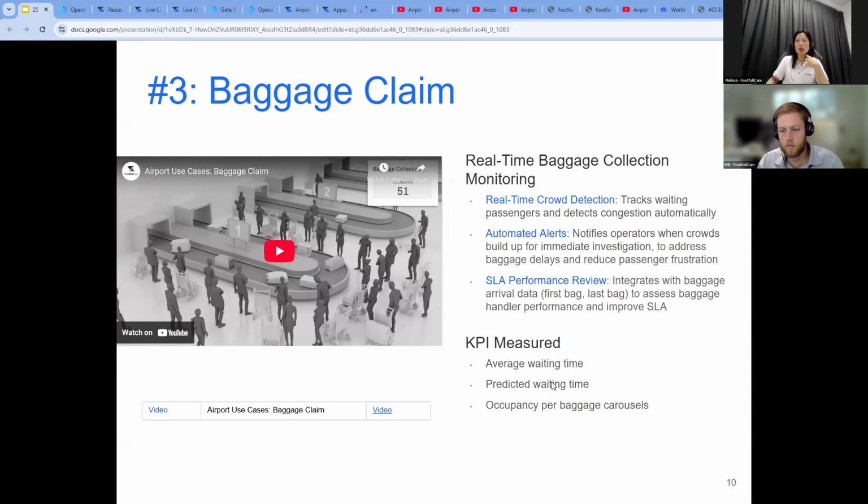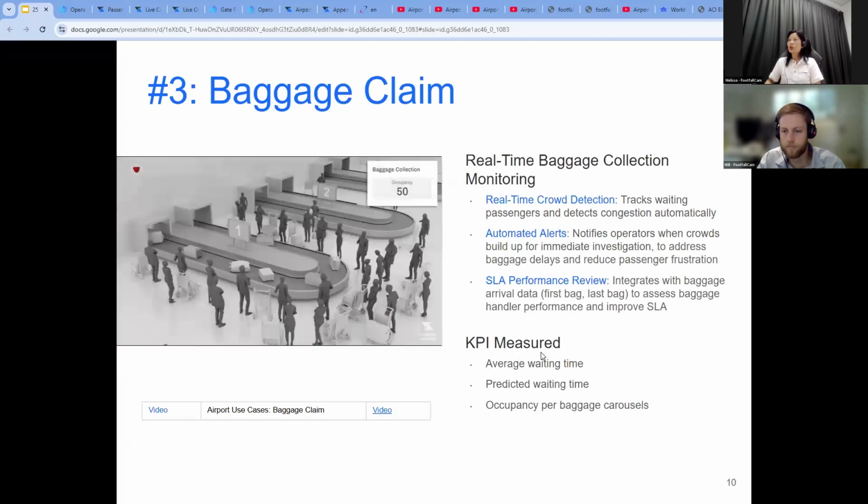flow, the live real-time occupancy at each of the baggage carousels. With this setup, the operators can gain visibility and control over an area that directly affects passenger satisfaction and terminal efficiency, ensuring a smoother conclusion to the passenger journey.